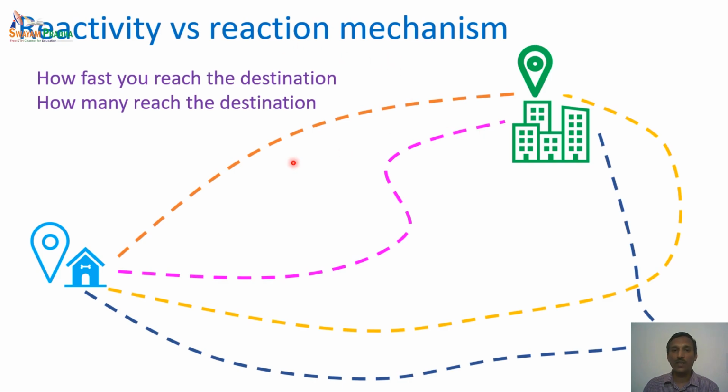In this particular case, if the person does not follow this particular path, we cannot say that the person will never reach the destination. The person can follow another path as shown in the pink, or they can also follow the one shown in the blue color. So the path may be different. The starting point and the end point may be the same. The reaction mechanism is very similar to that. The path by which the destination is reached is called the reaction mechanism. So don't get confused between reactivity and reaction mechanism. The reactivity is basically for the product formation. The path is the reaction mechanism.